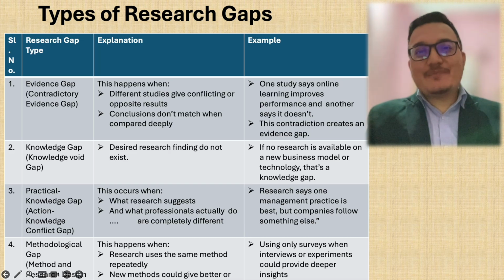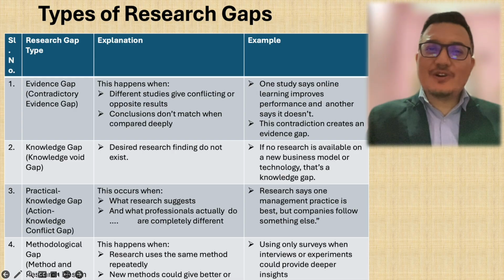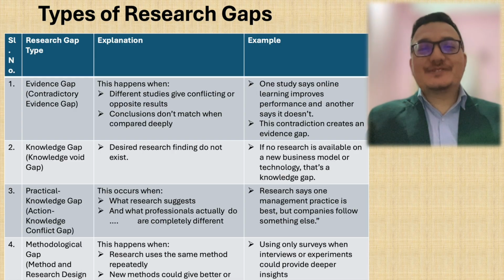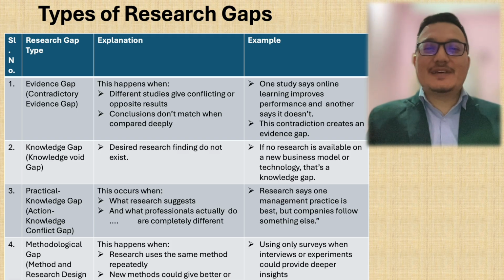Hi everyone, welcome back. Today I am going to talk about an important research topic, that is types of research gap. This is very much important for all researchers to identify the research gap from literature review. It helps you to identify what is missing in existing studies and where new research is needed.